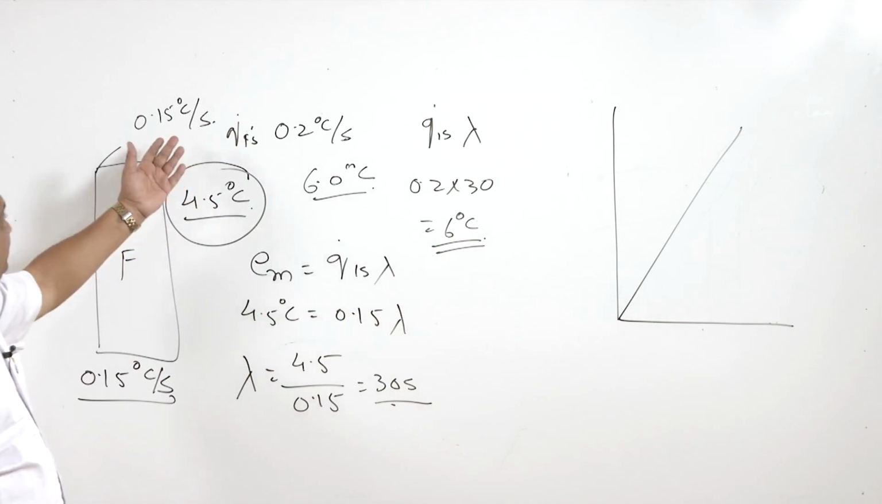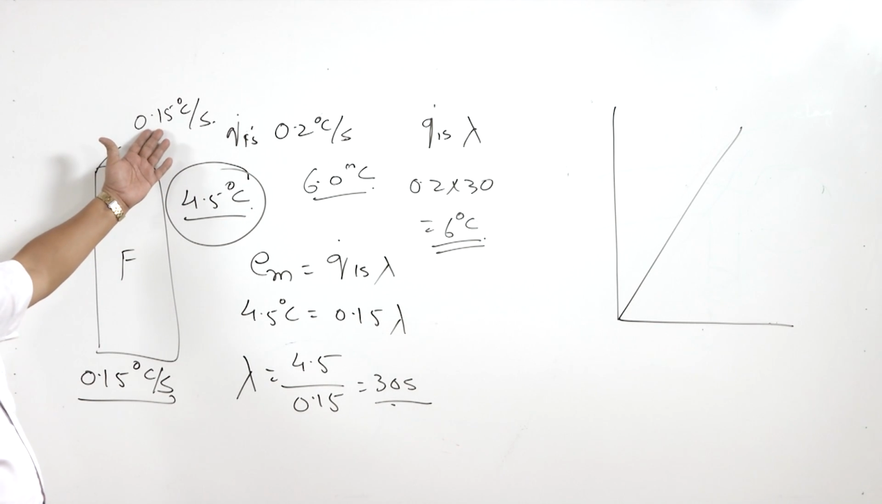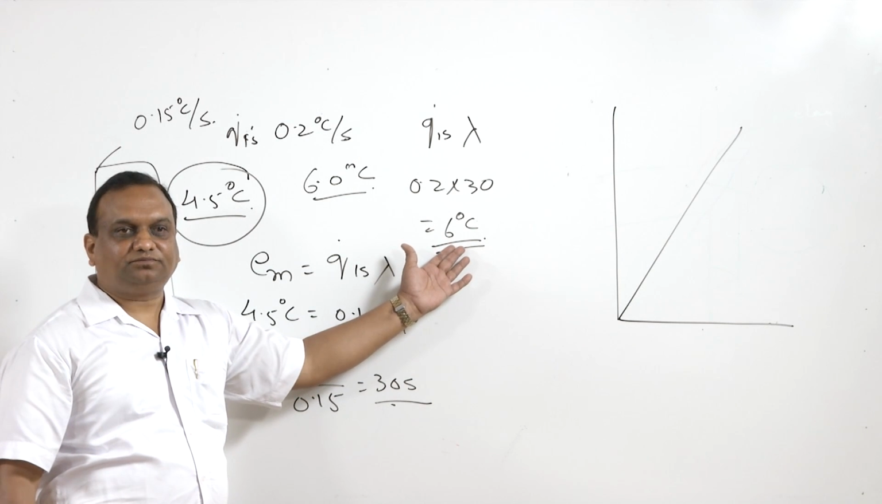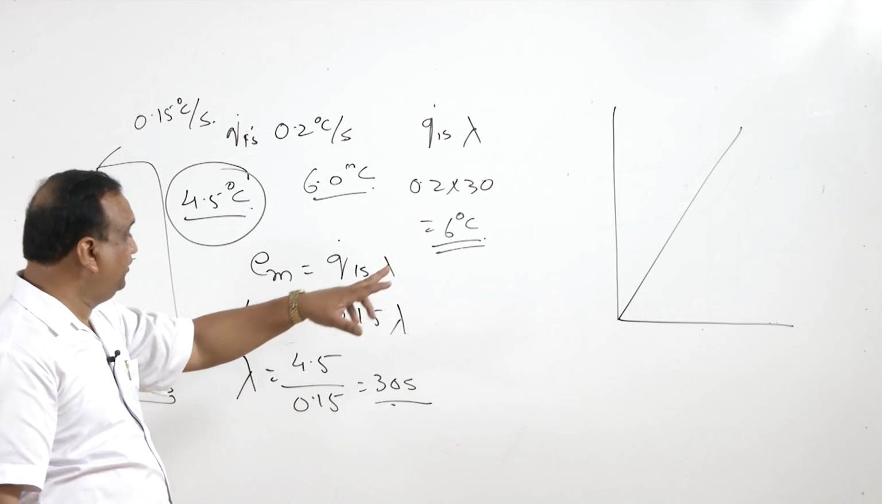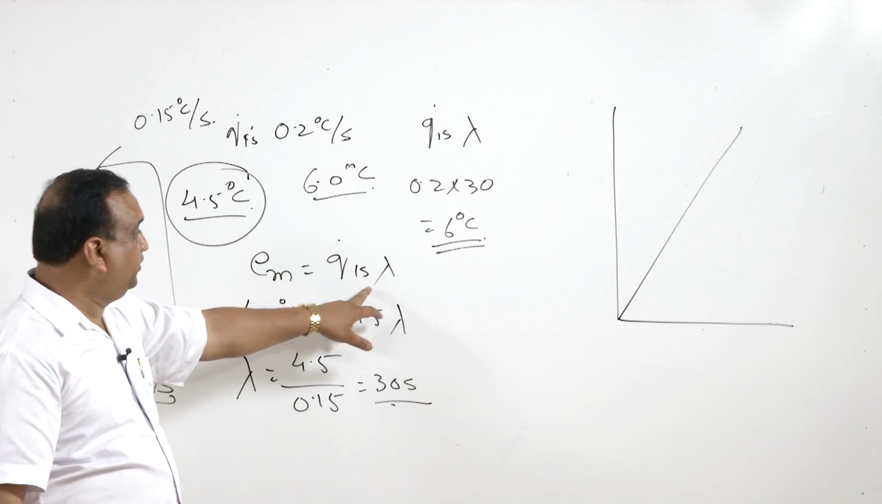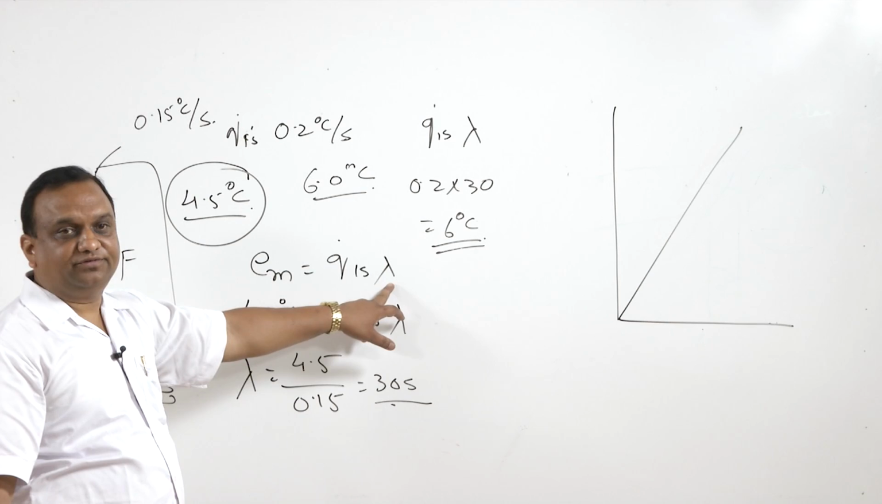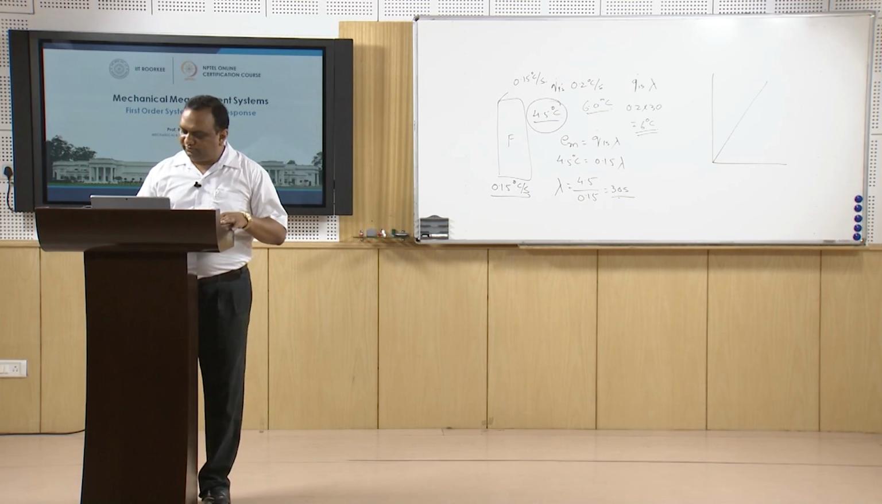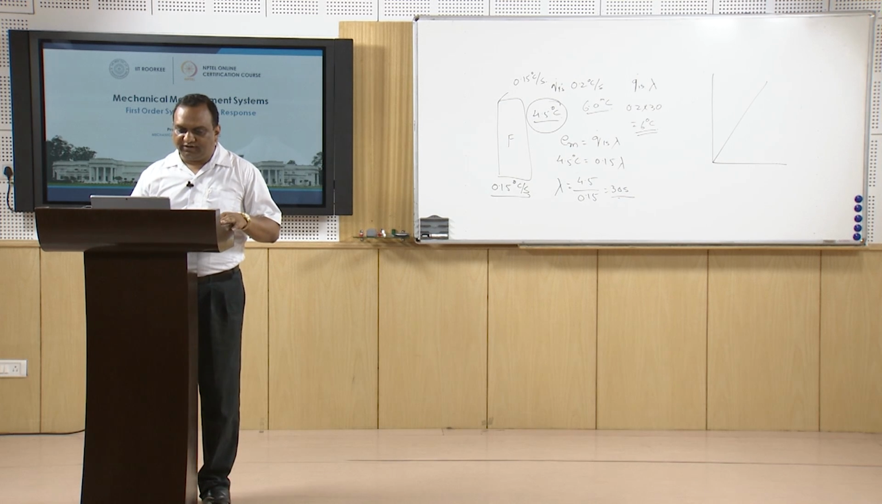Similarly, if we reduce it to 0.1, the error will be reduced to 0.3 degrees centigrade, because the error in measurement for a ramp input is a function of the rate of input multiplied by the time constant. Okay. So another example, we will take one more example, which you will find more interesting.